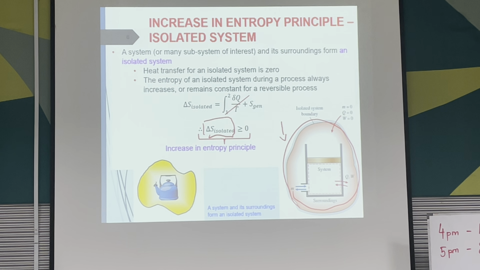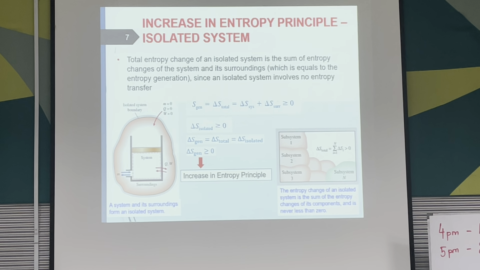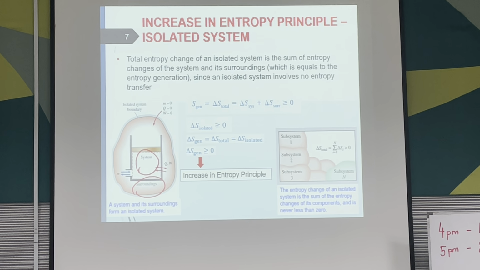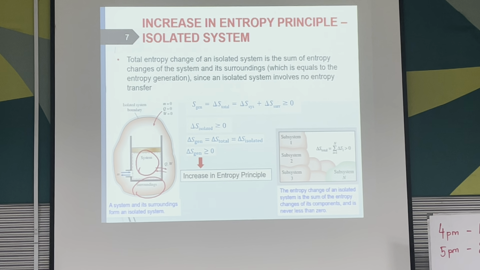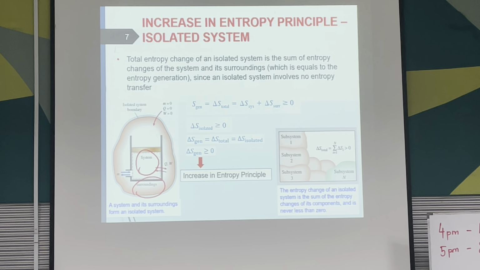Okay, so what we are trying to say here, let's see in the next slide. The total entropy change of an isolated system is the sum of the entropy change of the system and its surrounding. So this change in entropy that we are talking about is the change in this entropy and also the change in the entropy of the surrounding. Remember just now I mentioned the T that you choose depends on which part you are looking at. So these two sections will have slightly different temperatures.